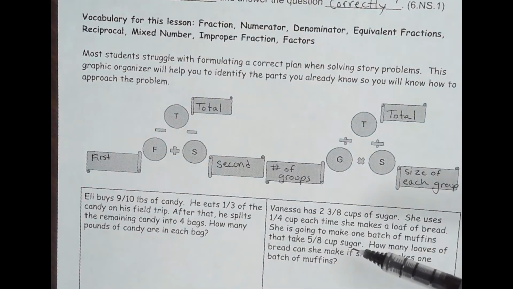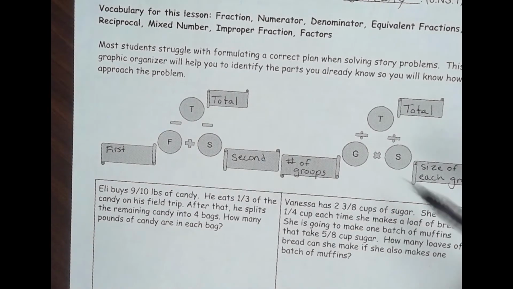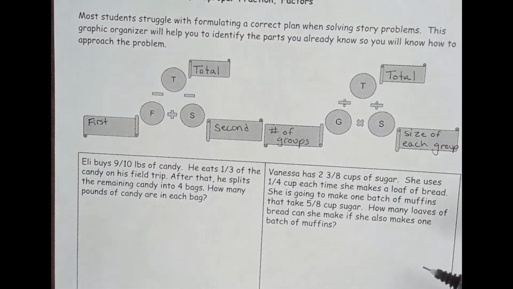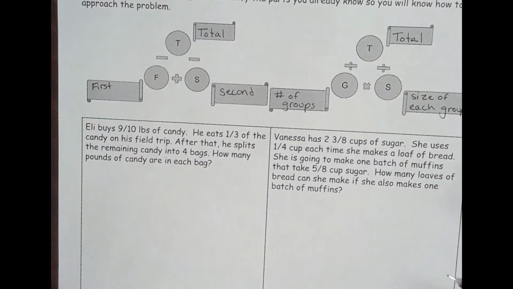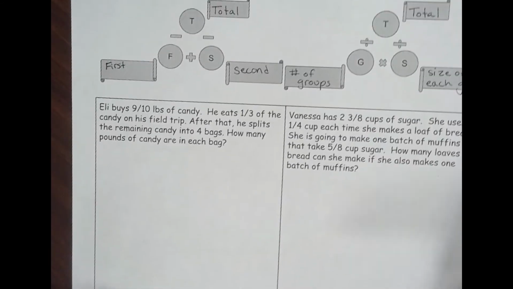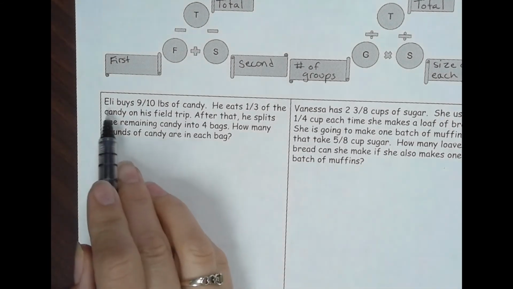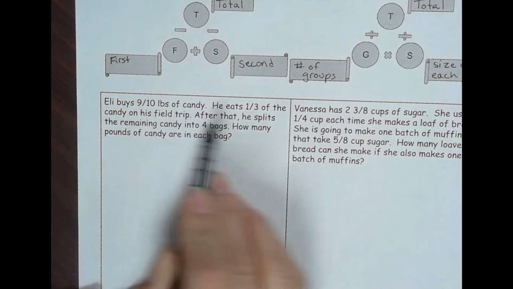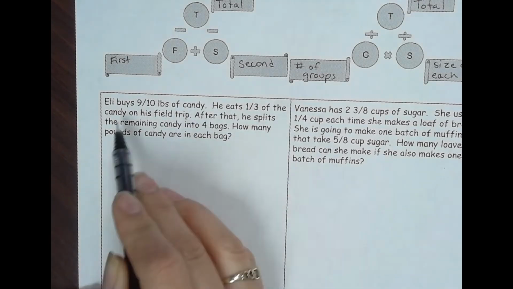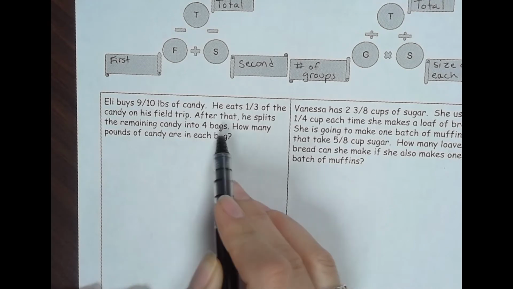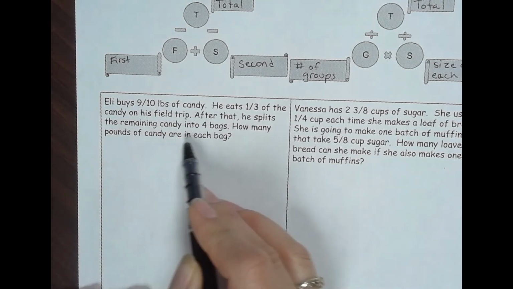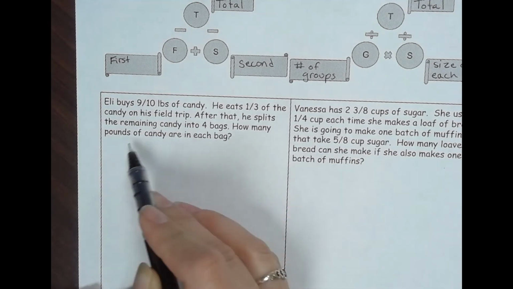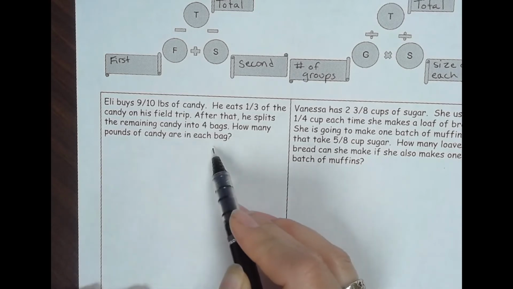Okay, these two problems, we're going to use both of these. You just have to think about what's happening. So we're going to make a plan by listing out what happened in order. Okay, Eli buys 9/10 pounds of candy. He eats 1/3 of the candy on his field trip. After that, he splits the remaining candy into 4 bags. How many pounds of candy are in each bag?